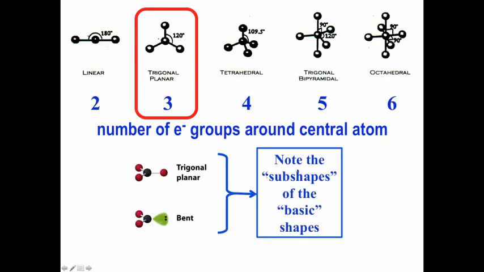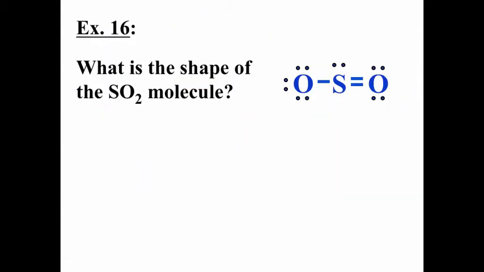And so you're going to need to note that there are some subshapes of these sort of basic shapes, the linear, trigonal planar, tetrahedral, trigonal bipyramidal, and octahedral, and you're going to need to be aware of those as well. So let's look at this just a little bit, hopefully better.